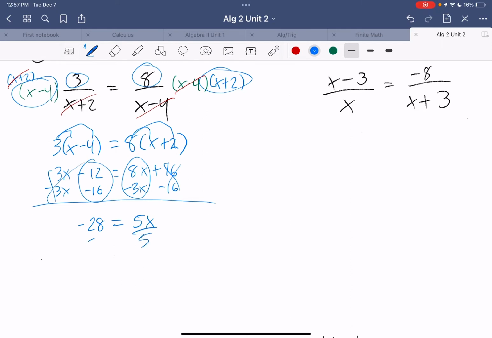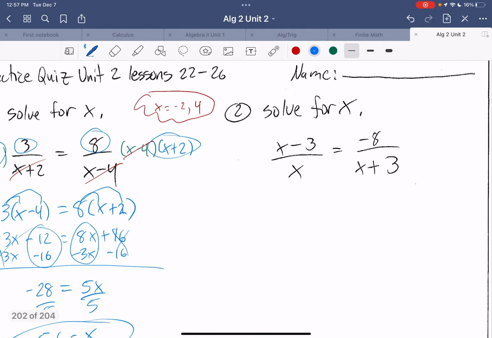Divide both sides by 5, and then x is a decimal. Divided on the calculator, you get negative 5.6. A nice non-repeating, non-terminating, just a terminating decimal.